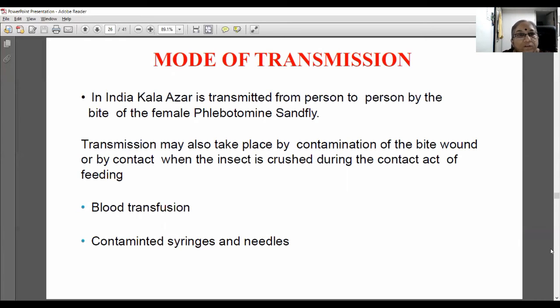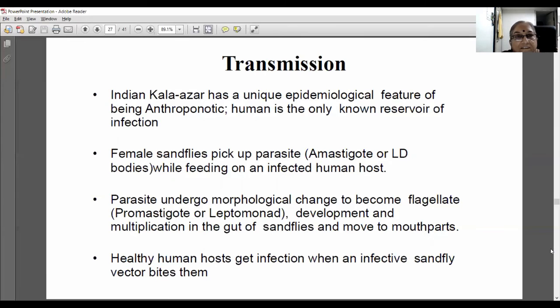Now, mode of transmission. In India, Kala Azar is transmitted from person to person by the bite of the female phlebotomine sandfly. Transmission may take place by contamination of the bite wound or by contact when the insect is crushed during the act of feeding. Also through blood transfusion and contaminated syringes and needles.